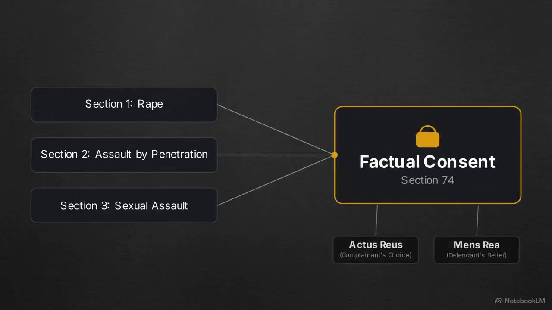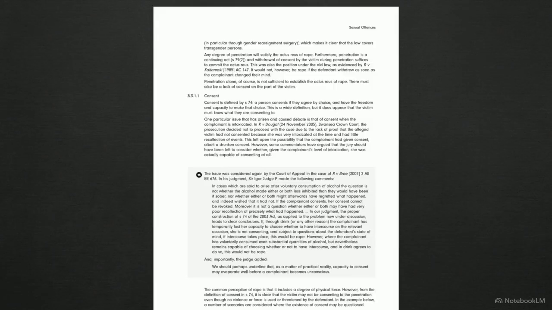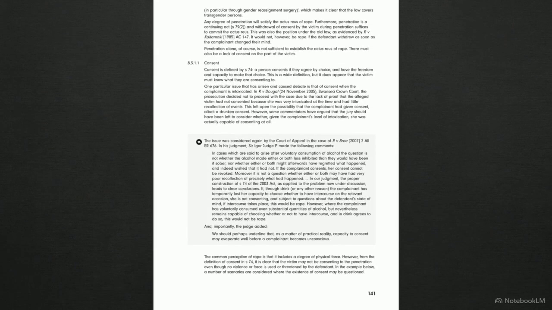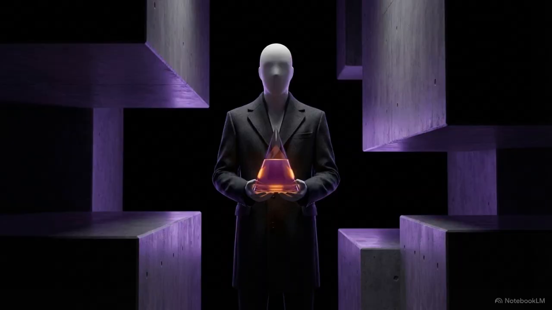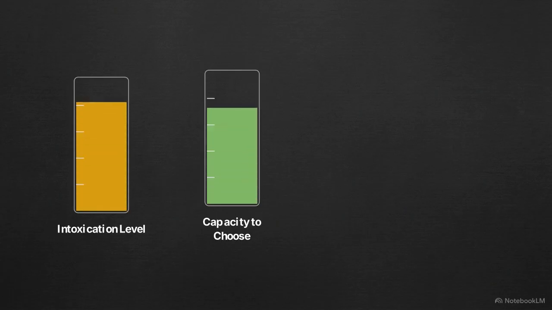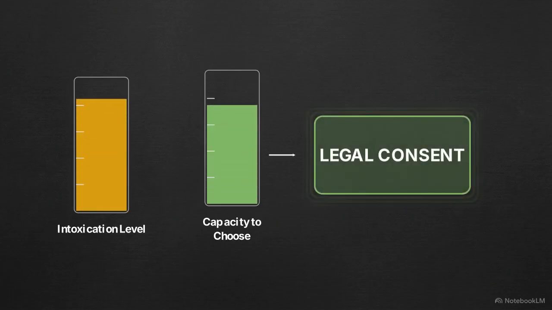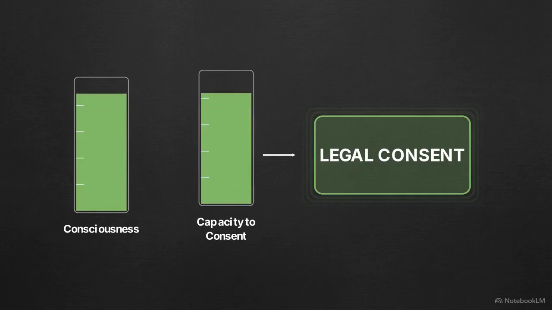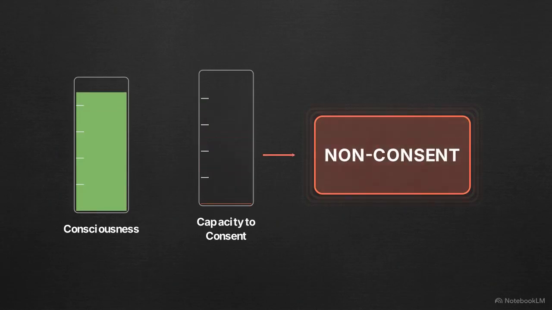Regardless of the specific charge, criminal liability ultimately depends on the presence or absence of factual consent. Section 74 defines factual consent, agreeing by choice, having both freedom and capacity. If any element is absent, legal consent fails. This creates tension regarding voluntary intoxication and capacity to choose, debated in R v Dougal, before a definitive ruling in R v Bree. The rule in Bree is that if a complainant voluntarily consumes alcohol, but remains capable of choosing whether or not to have intercourse, a drunken consent remains a legal consent. However, the judgment noted that the capacity to consent can legally evaporate before a complainant reaches unconsciousness.